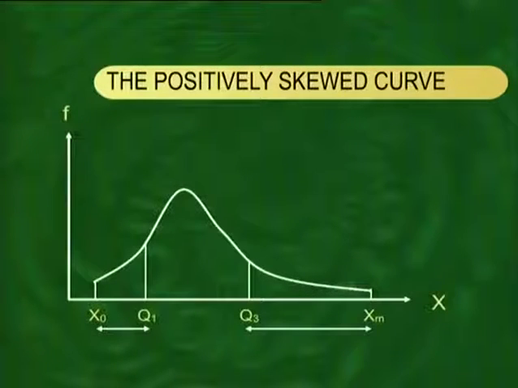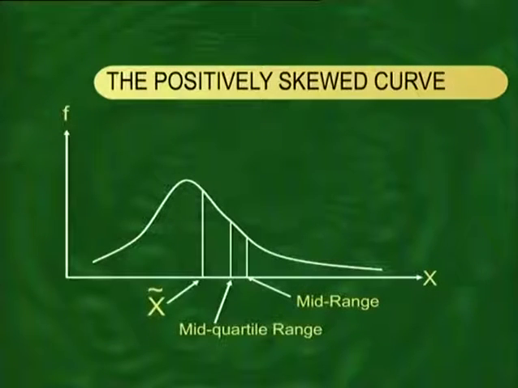And what is the situation in the case of a positively skewed distribution? As you can see on the screen, in this situation, the distance between xm and q3 is greater than the distance between x0 and q1. Also, in the case of a right skewed distribution, the median is less than the mid-quartile range and the mid-quartile range is less than the mid-range.